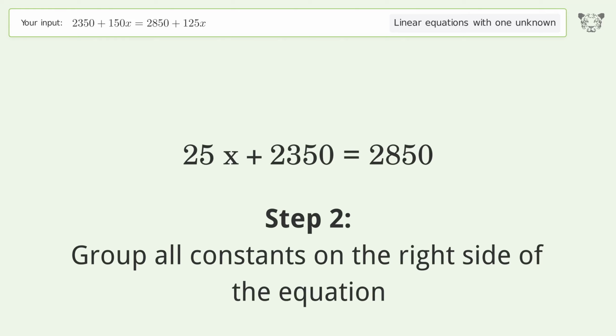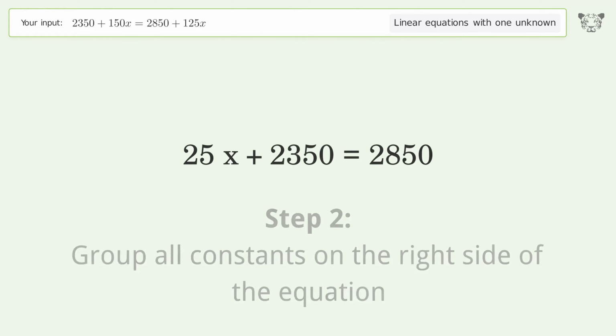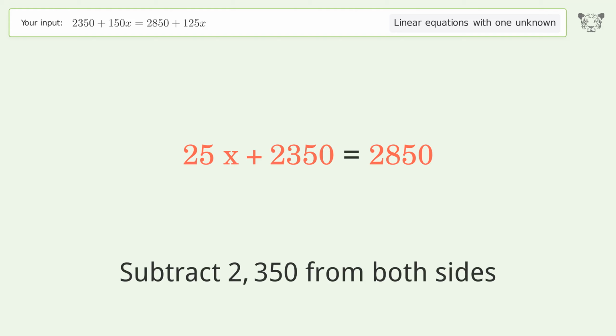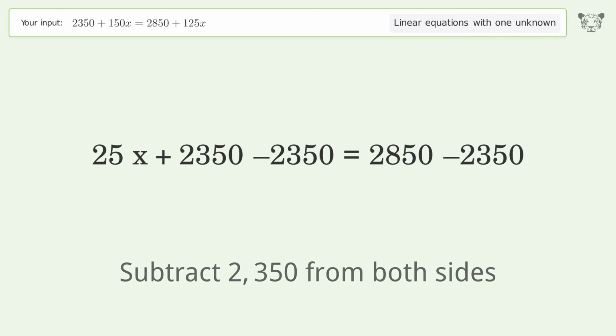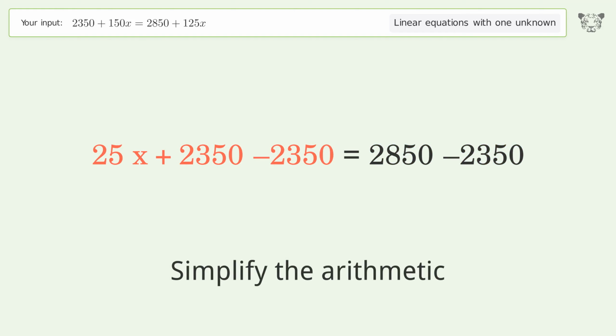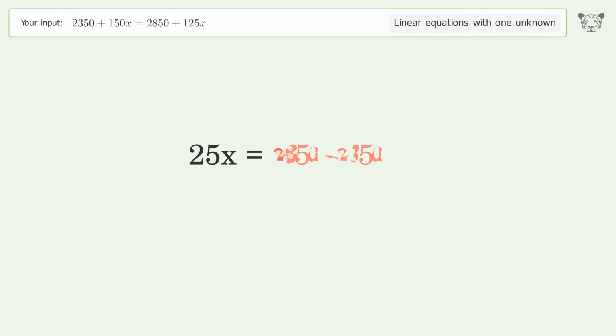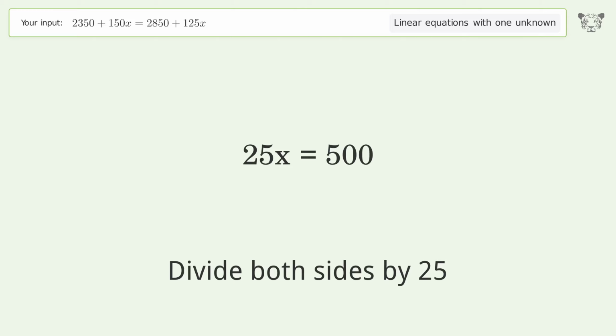Group all constants on the right side of the equation. Subtract 2350 from both sides. Simplify the arithmetic. Isolate the x. Divide both sides by 25.